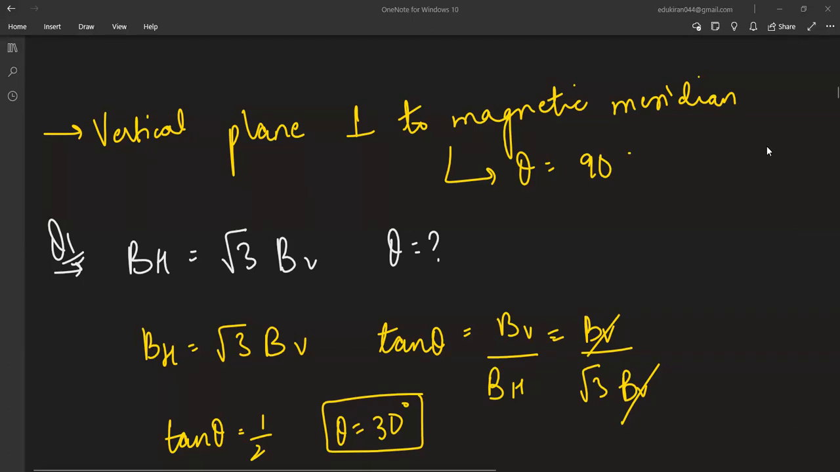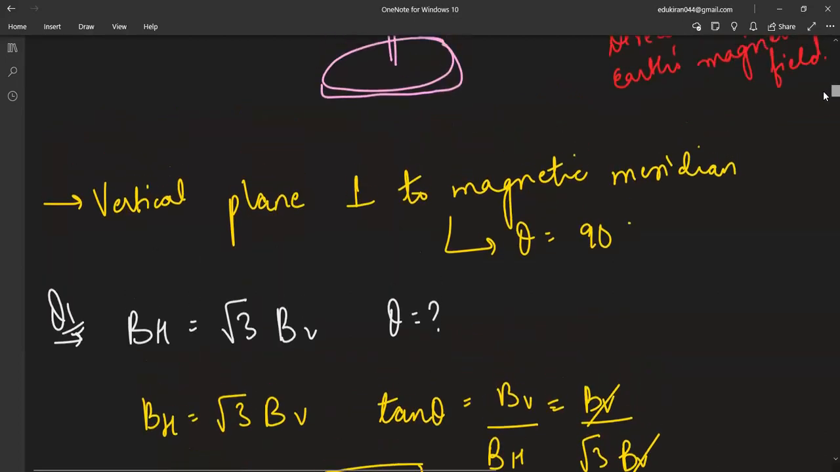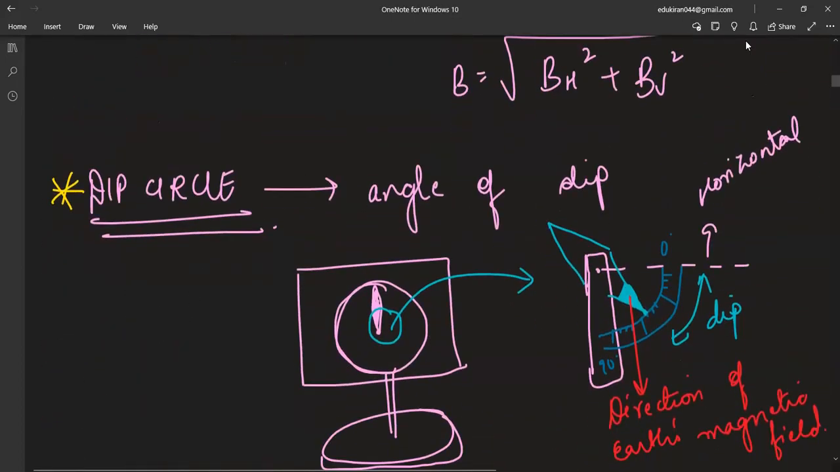Yes, ma'am. Now, in the last class, we had stopped at this question: BH is equal to root 3 BV, and we had to find out the value of theta. Maybe you're not able to hear. Please check. No, now it's okay.